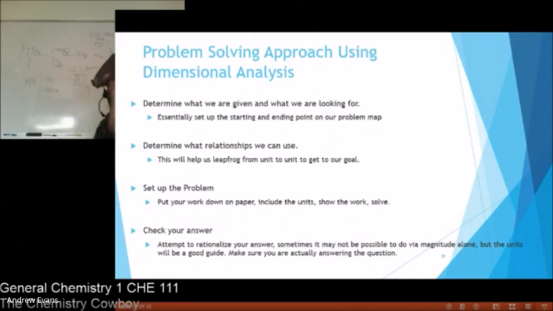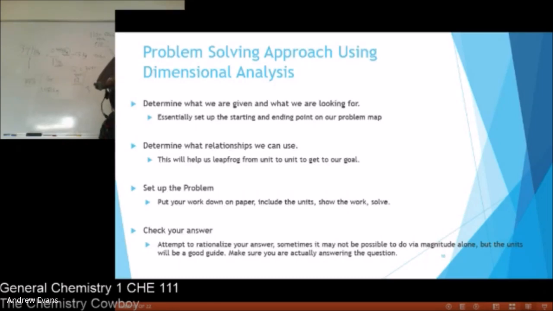But if your math is not as good as you would like it to be, taking these steps will help you. So step 1 is always determine what we're looking for. Read the question carefully. Determine what is given and what we're looking for, trying to figure out where's our starting point and where's our ending point.